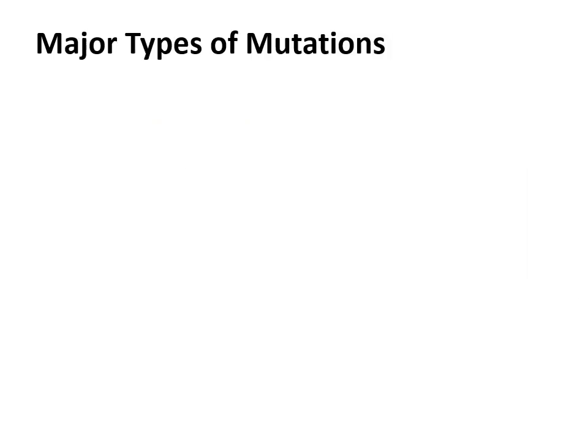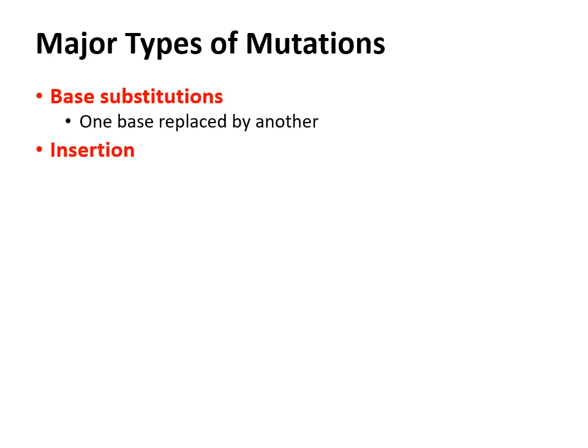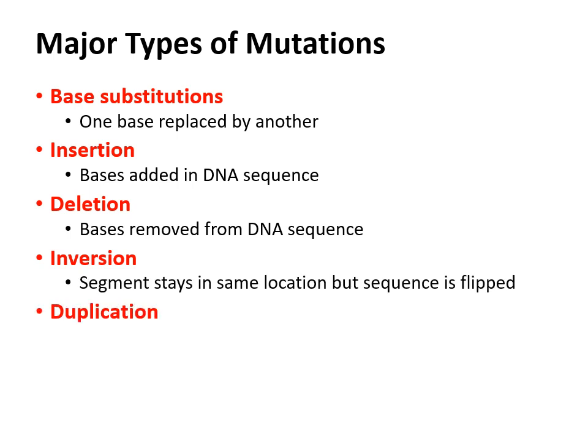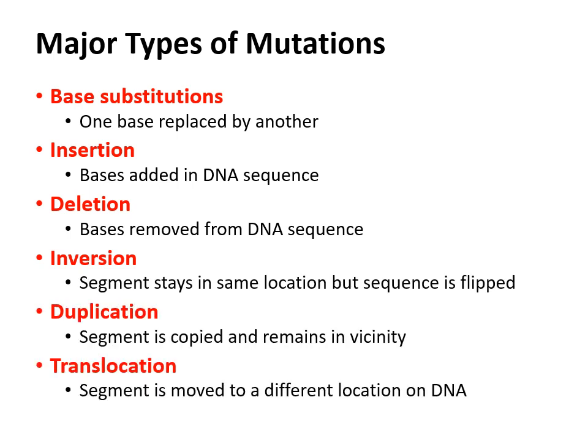Now there are a whole bunch of different types of mutations. Some of the major ones are base substitutions, insertions, deletions, inversions, duplications, and translocations. The ones that we'll focus on, or that I want you to circle, are base substitutions, insertions, and deletions. Okay? Just to briefly summarize what each of these things are before we go into the details of some of the more significant ones.